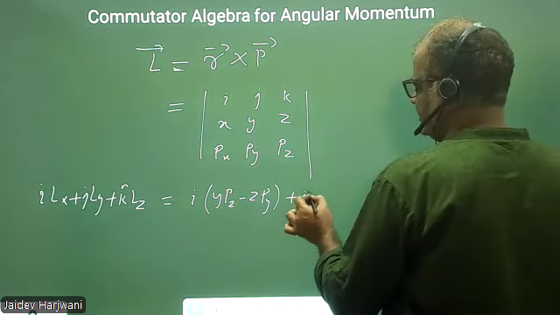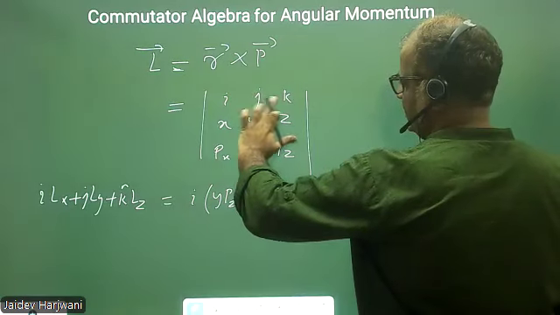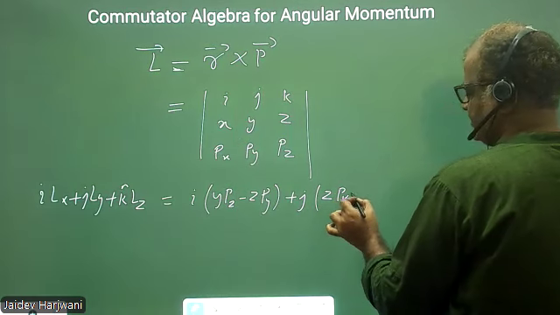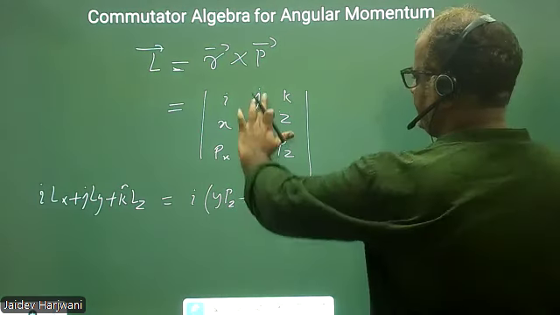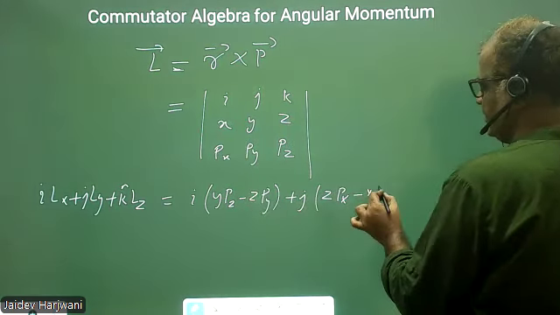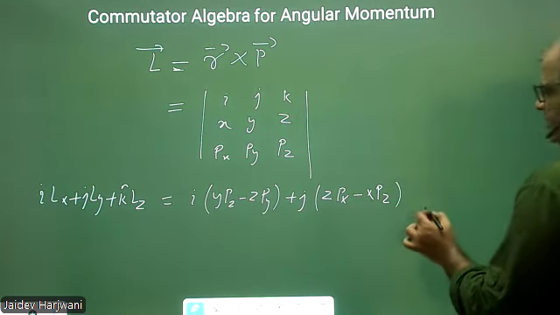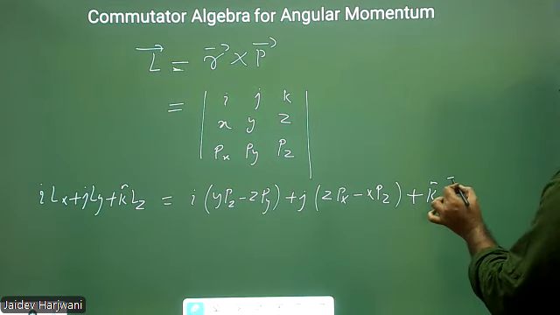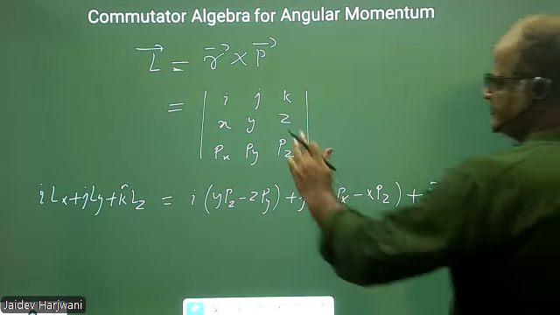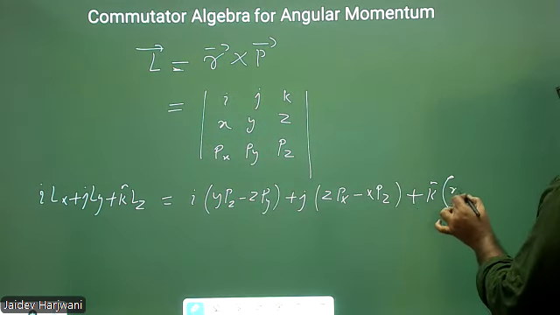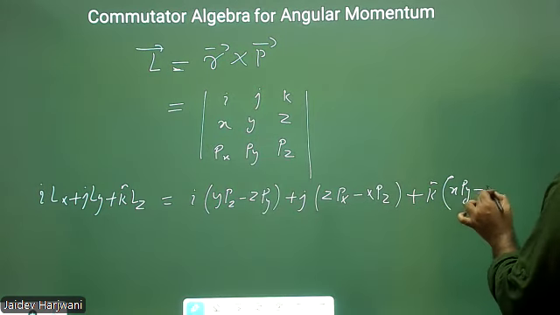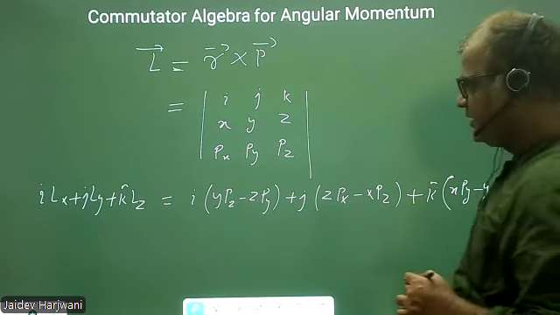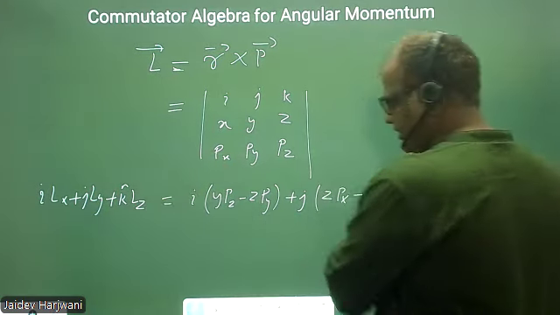Similarly, when you write the j, y, then you can write z px minus x pz. And similarly, you can write k, z. So after z you get x, and then after x you get py, and then you get y px. So everything is very nicely cyclic.